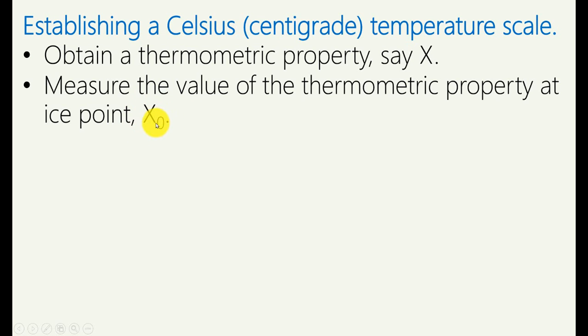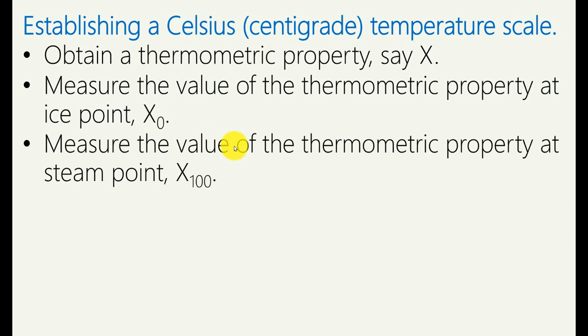Why are we saying naught? Because at that temperature we're looking at 0. Next, we measure the value of the thermometric property. If it's, for example, the length of a mercury column, you measure the value of the thermometric property at the steam point, and we call that X100. The property we are using is X. We don't know it; we just took an arbitrary letter X.